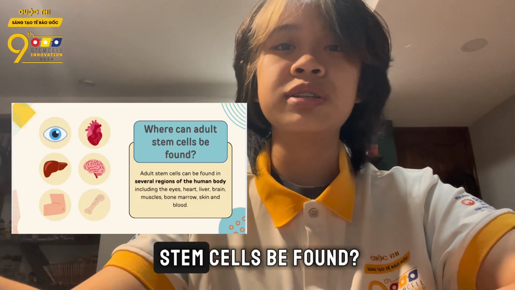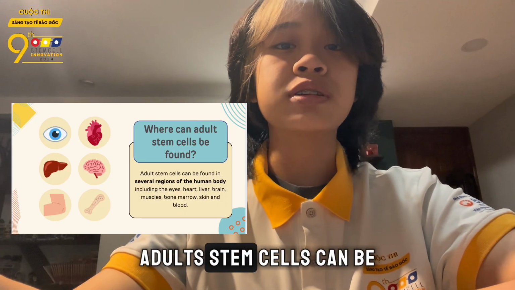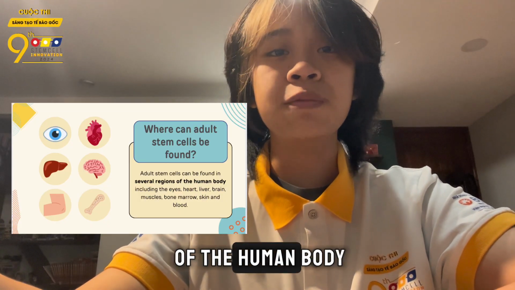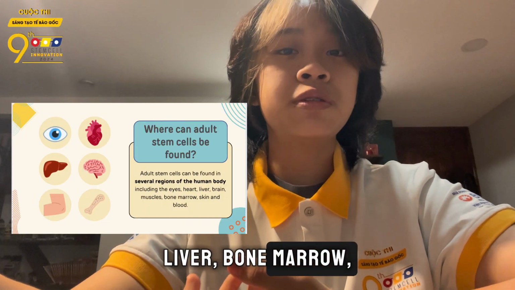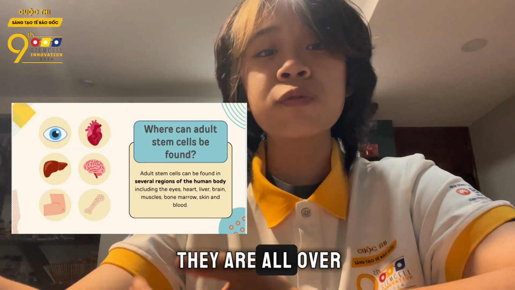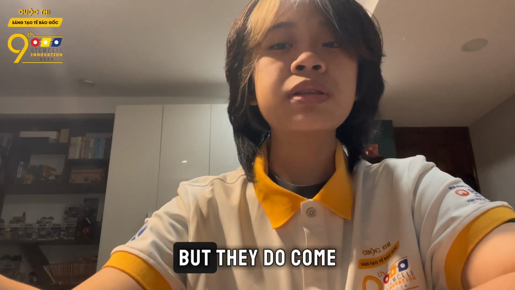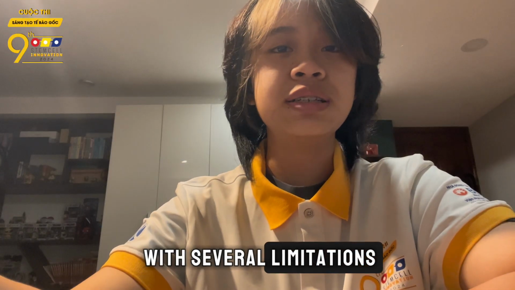So where can adult stem cells be found? Adult stem cells can be found in multiple regions of the human body, including the eyes, heart, liver, bone marrow, skin, or practically any organ you can think of. They are all over our bodies. But they do come with several limitations.